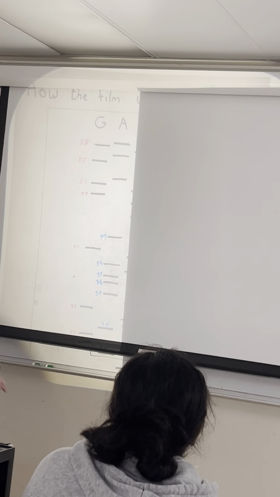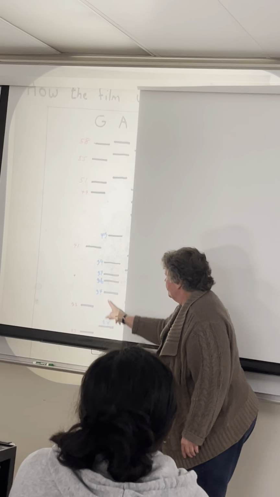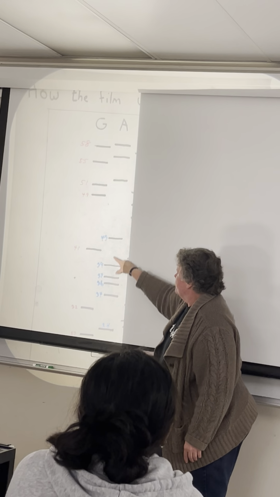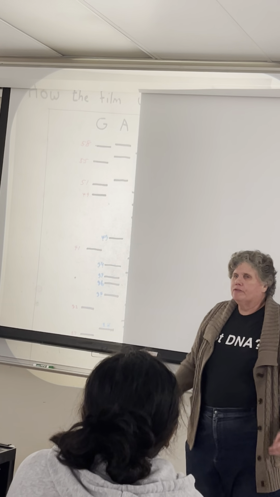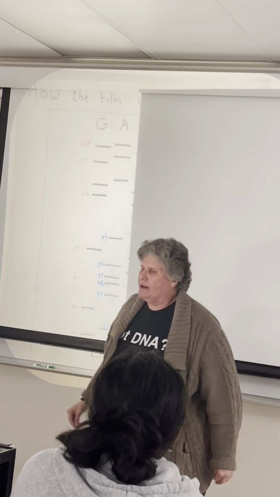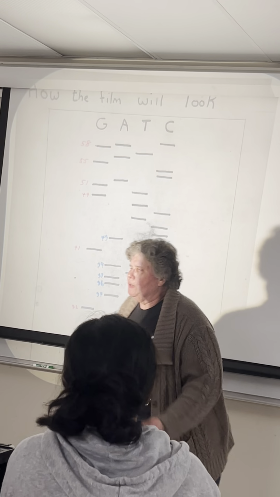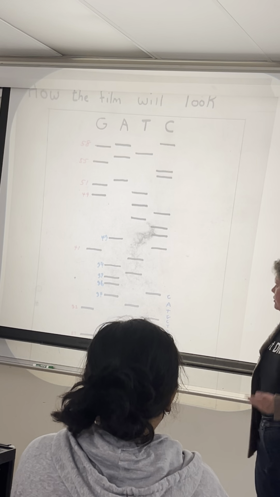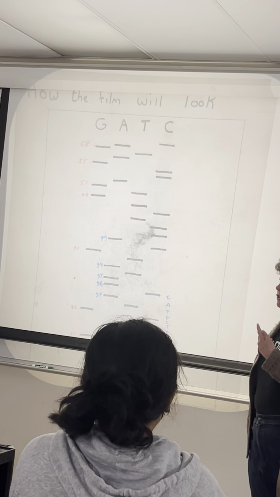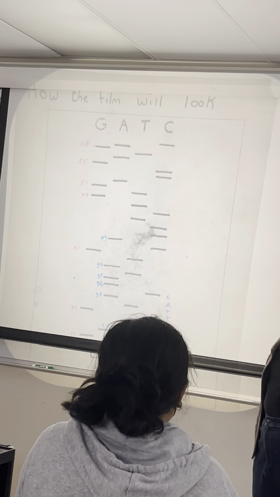When you run it on the gel, you run the G's next to the A's. So this is our G lane, and this is our A lane with all of our different sizes for the A lane. And then you're doing this just the same way with the T's and the C's. So you have G's, A's, T's, and C's labeled and run in a gel, and they're separating by size.